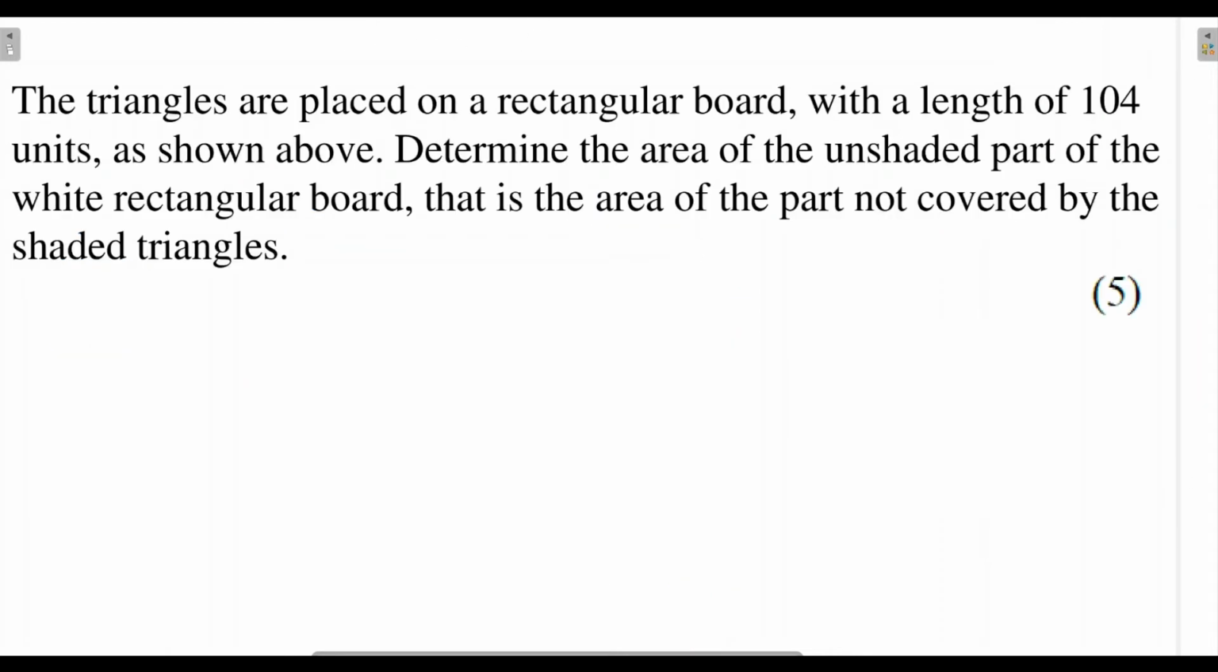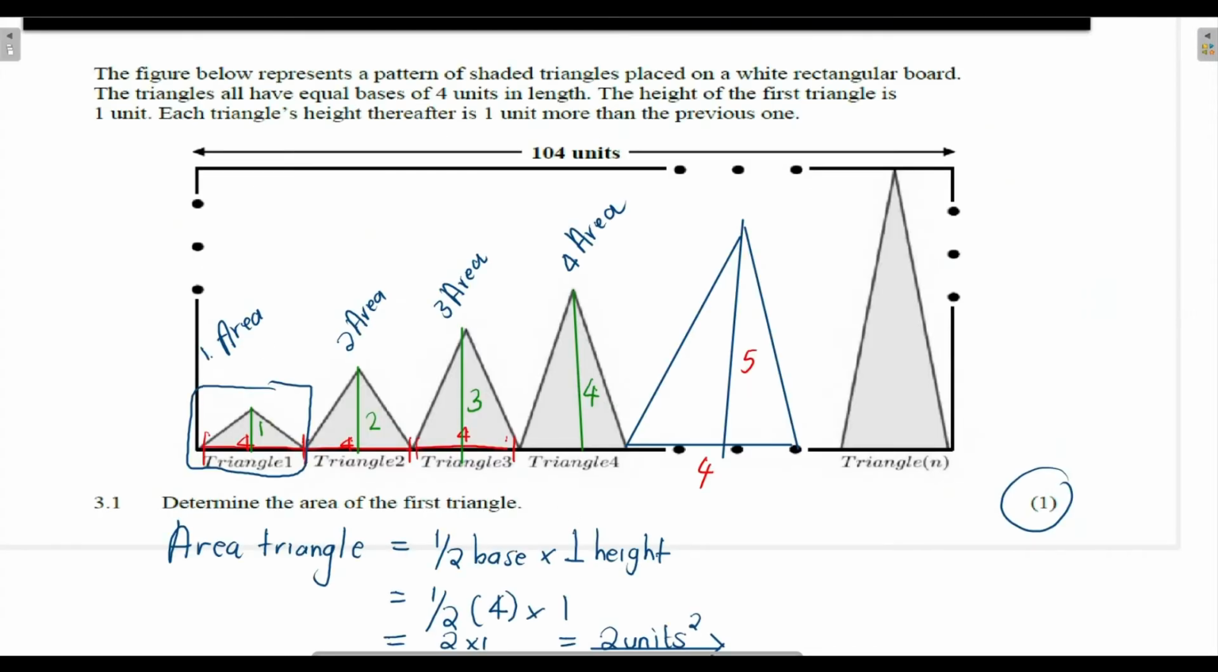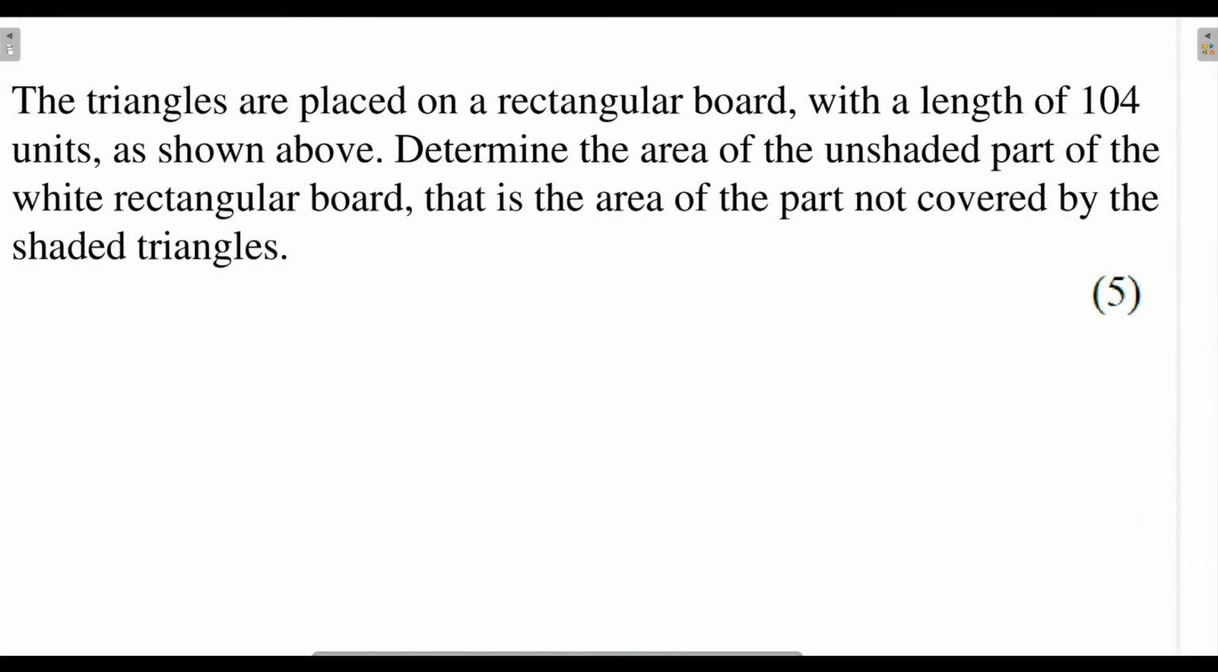Okay. Question 3.3. The triangles are placed on a rectangular board with a length of 104 units, right? So we're basically given the length of this board, and it's 104 units. It's a rectangular board, and the length is 104 units, okay? The question is asking us to determine the area of the unshaded part of the white rectangular board.